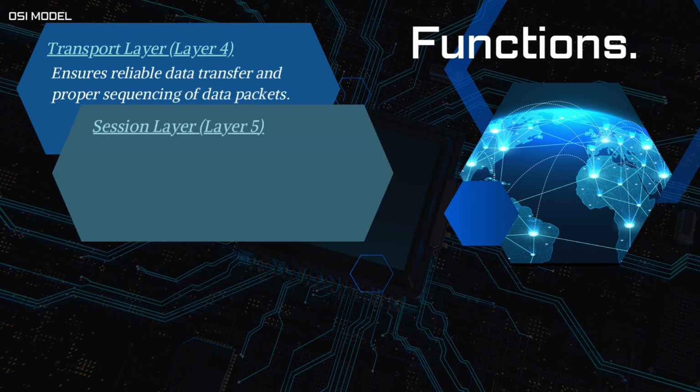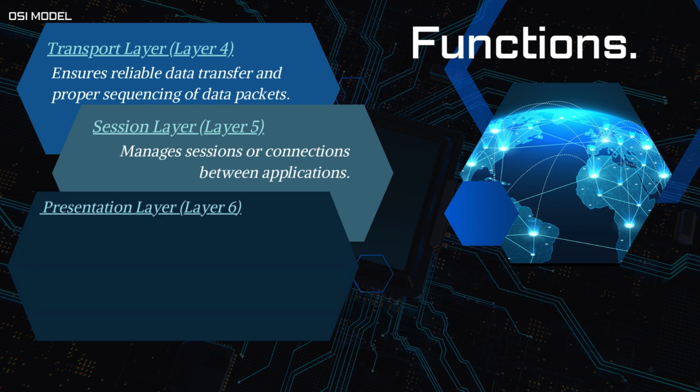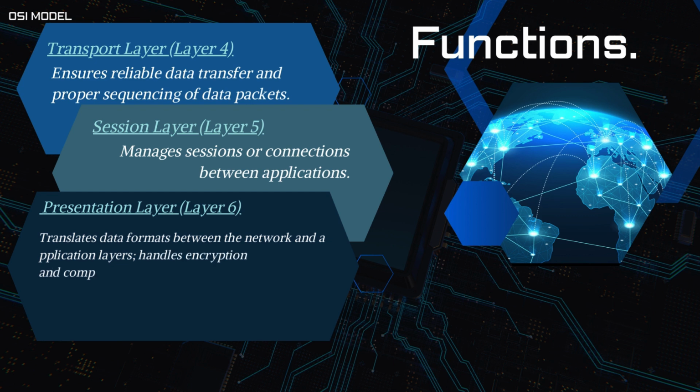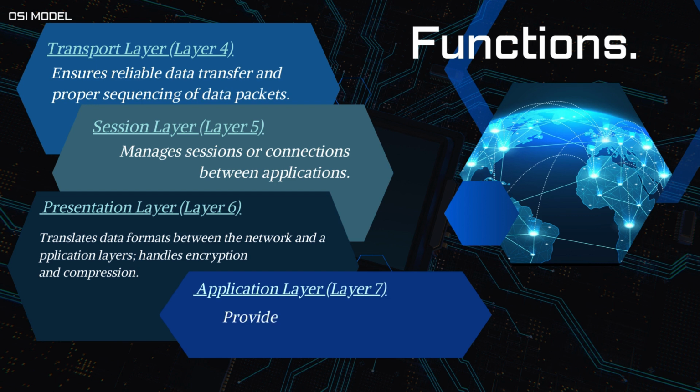Session layer manages sessions or connections between applications. It handles the establishment, maintenance, and termination of communication sessions. Presentation layer translates data between the application layer and the network. It is responsible for data encoding, encryption, and compression to ensure that data is presented in a readable format. Application layer provides network services directly to end-user applications. It handles high-level protocols and user interfaces.